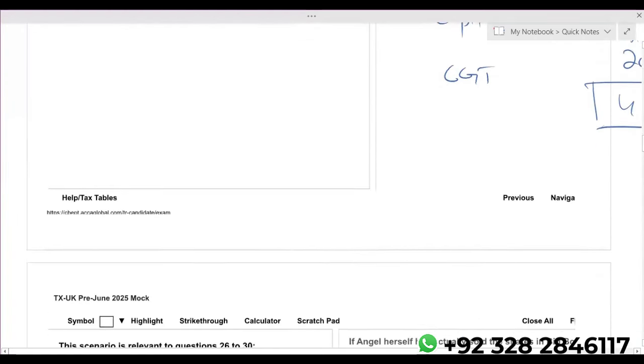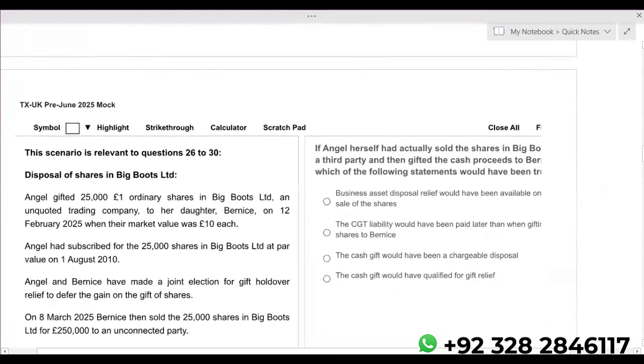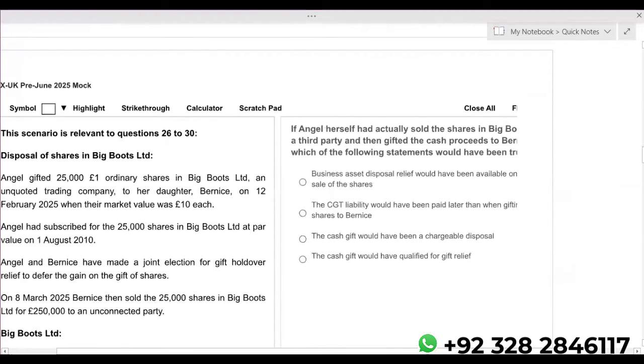Now let's go ahead. If Angel herself had actually sold the shares in Big Boots to a third party and then gifted the cash proceeds to Bernice, which of the following statements would have been true? Always remember, under CGT, cash is exempt. Under CGT, cash is an exempt asset.